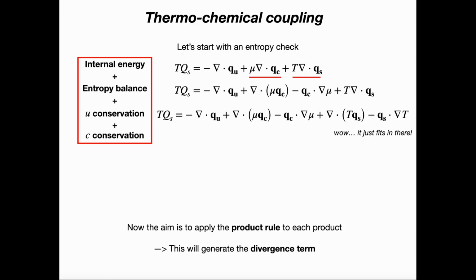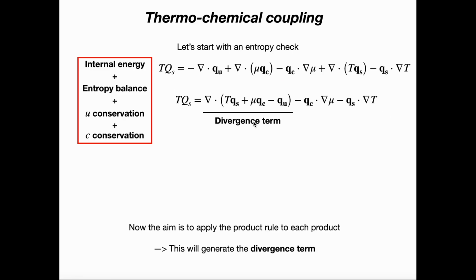Now, let's start gathering divergence terms together. So we can cluster the different contributions from Qu, mu Qc, and TQS in one big divergence term. And we are left with production terms that are here. So the divergence term, remember, it's quite important here because the divergence term is a term that should not produce any entropy. So this term has a negligible contribution to TQS, and we need to cancel it out.